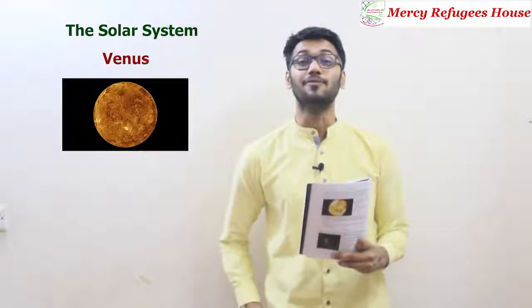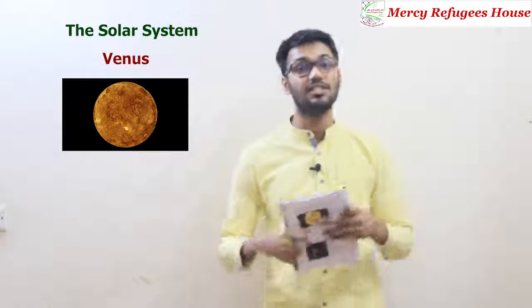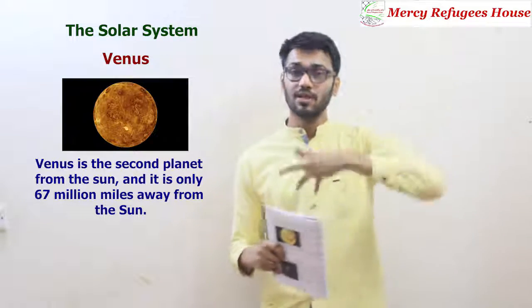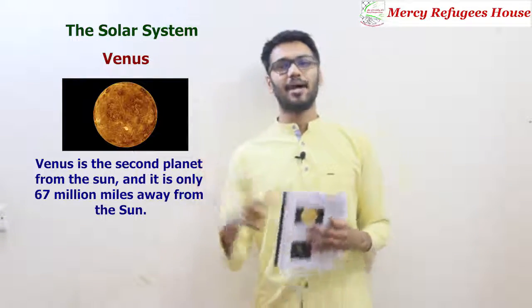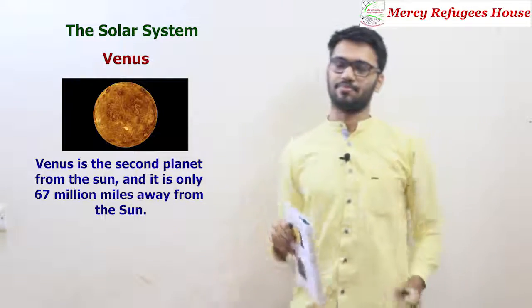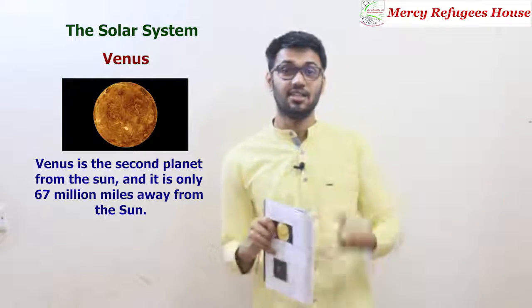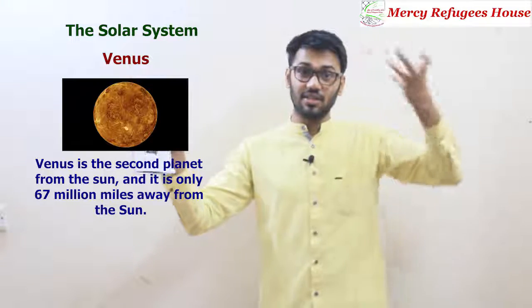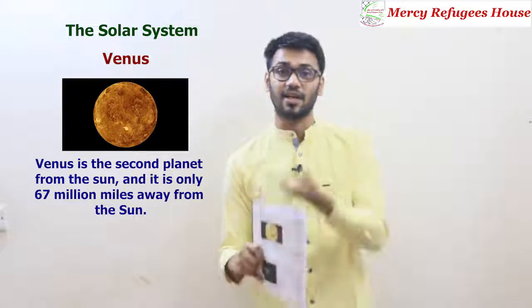Now, next one is Venus. Venus, not Venus. It's Venus. It's the second planet from the sun. It is 67 miles away from the sun. The Mercury was 37 miles and it is 67 miles. That means first sun, then the Mercury, and then we have Venus, right? See, the Venus is the second planet from the sun.